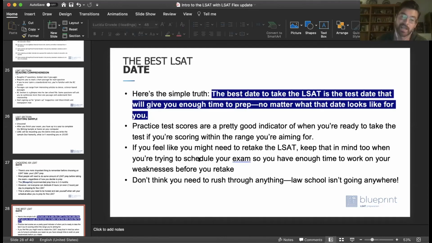Simple truth, kind of a reiteration of what I just articulated. The best date to take the LSAT is the date that's going to give you enough time to prep. No matter what that date looks like for you, whether you have to cancel a vacation, or even potentially push yourself back to a different admission cycle, push that back a year, you want to be taking a test that puts you in a good position to succeed.